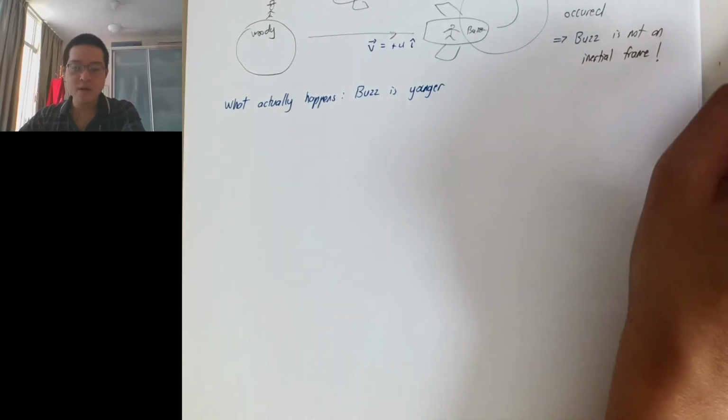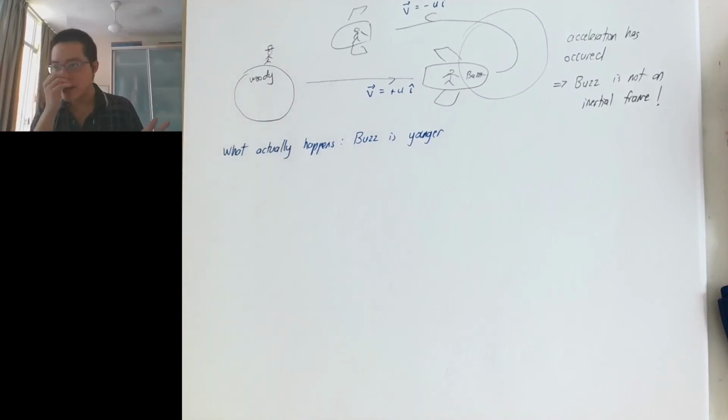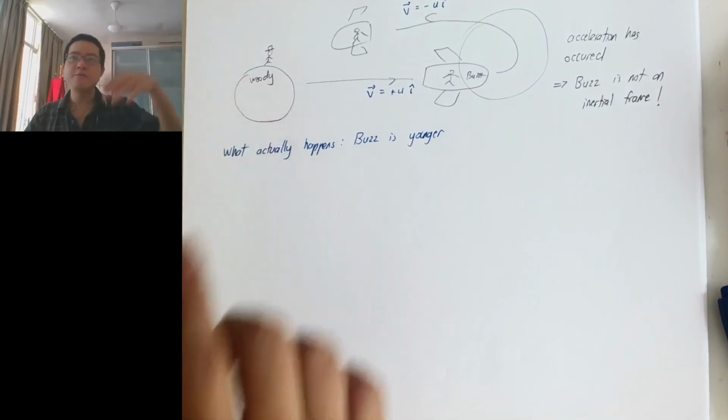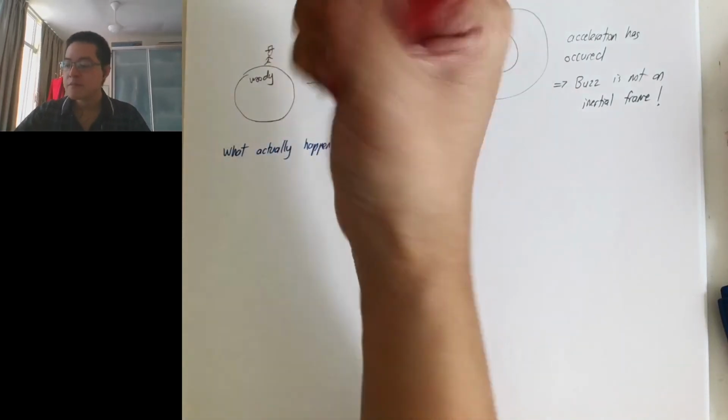So Woody is on the inertial frame. Woody is not accelerating. Woody is just staying there. Even if the Earth is moving, we assume it's moving at constant speed. So Woody is an inertial frame.